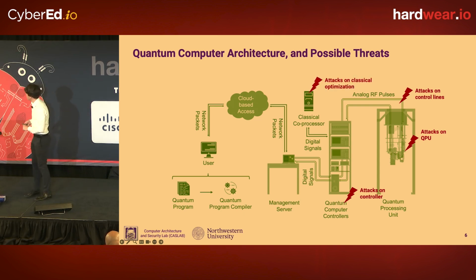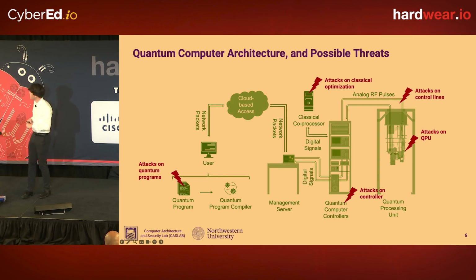And for certain types of quantum algorithms, you do a lot of classical optimization on GPUs to optimize the parameters of the circuits. So somebody could actually extract a lot of information about the quantum circuits from the optimization algorithms running on the classical coprocessors or GPUs.